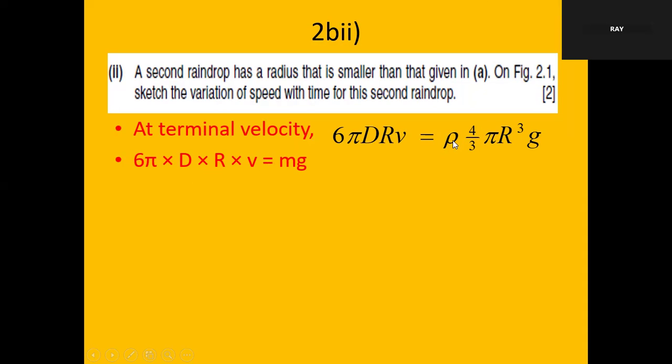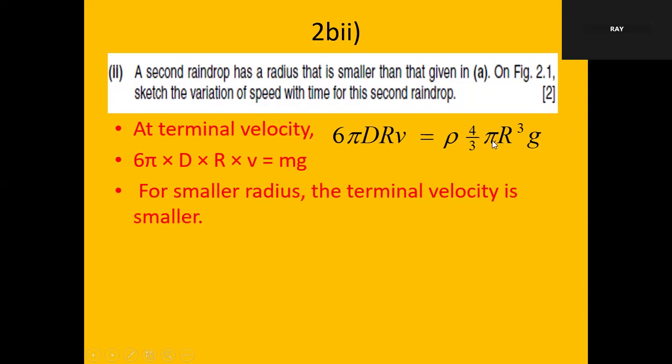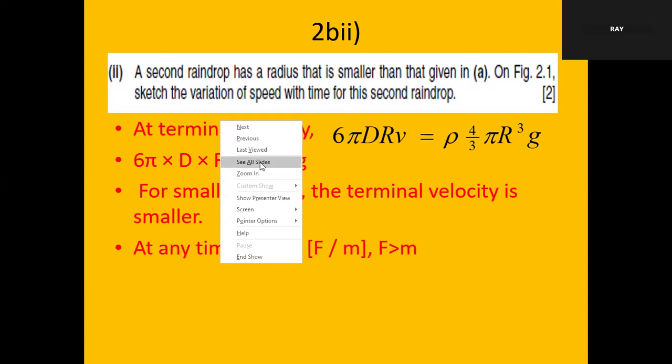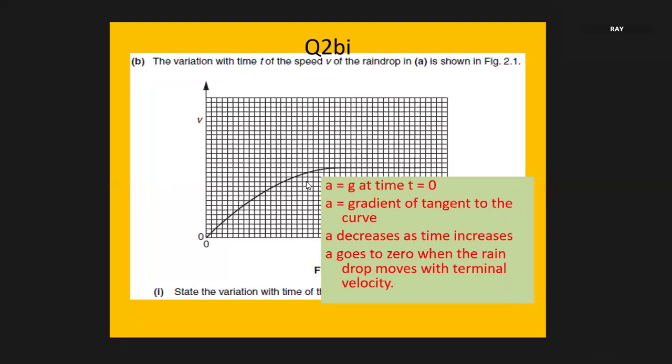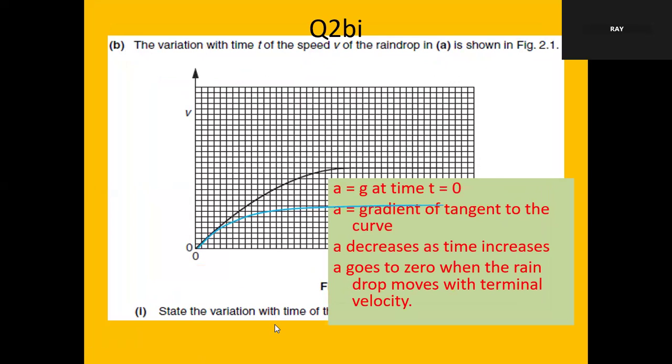m is your rho times 4/3 pi r cube, times g. The r's cancel. So we can see from here, terminal velocity depends on r. So the smaller the radius, the smaller the terminal velocity. That's important. Okay, so how do we sketch?